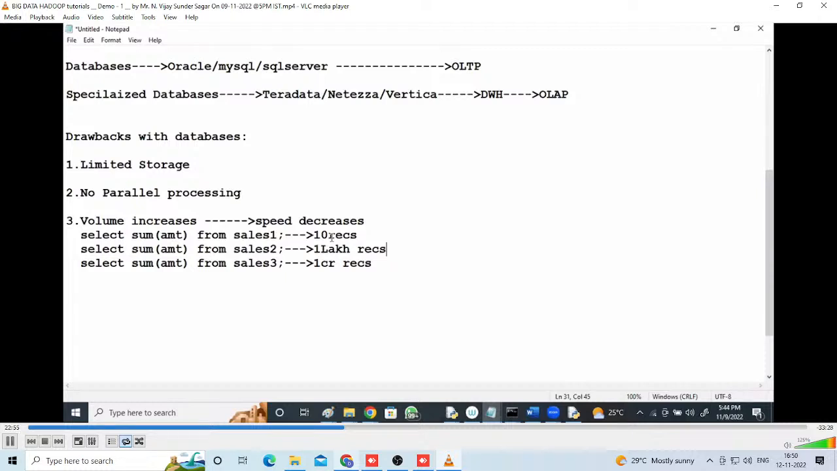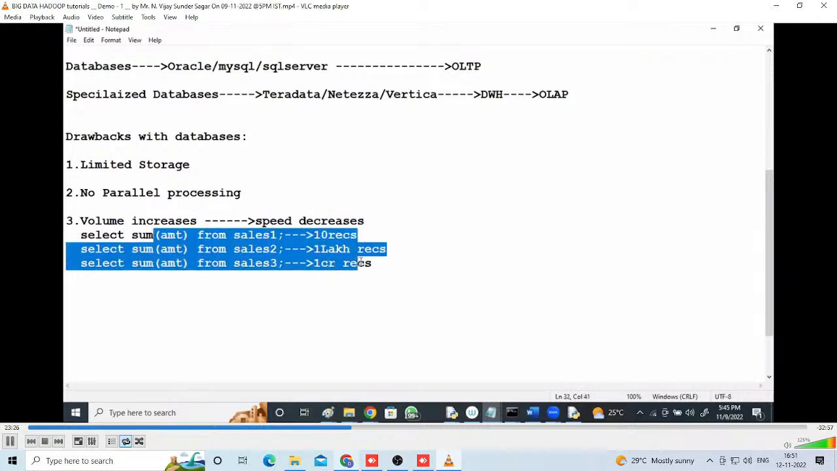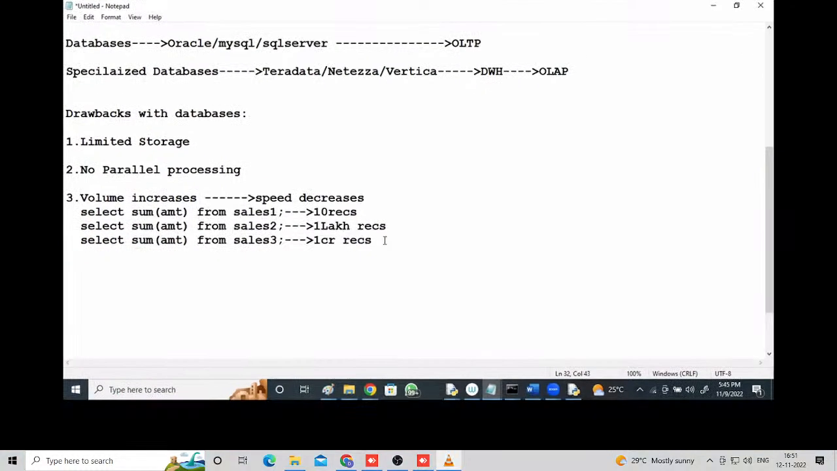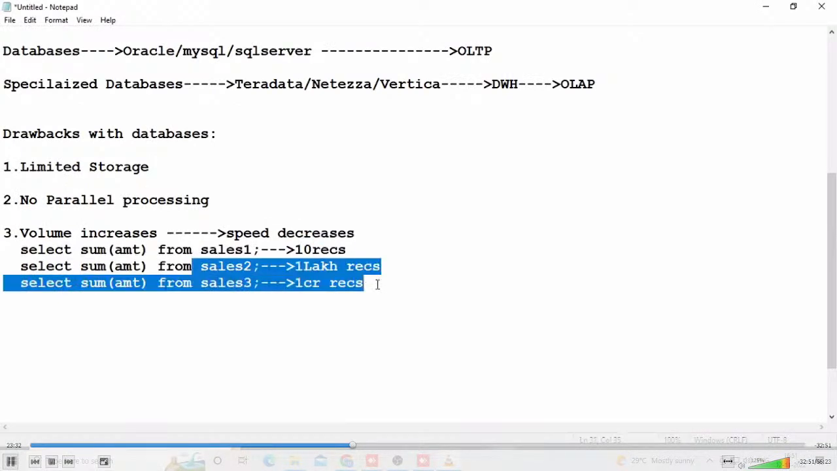Which query is going to execute faster among these three? Total amount from 10 records, total amount from 1 lakh records, total amount from 1 crore records. Obviously the first query executes faster. So query to query, as volume increases, speed decreases. The first query executes faster as compared with the others.